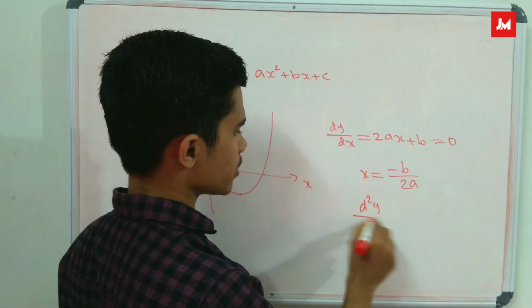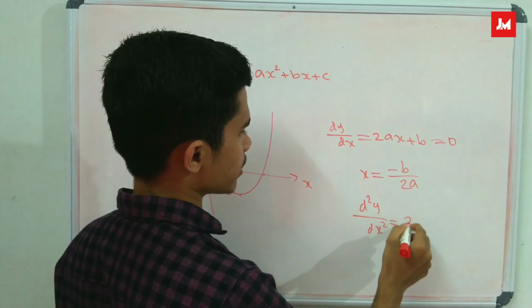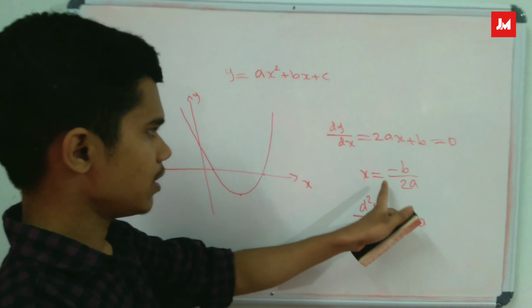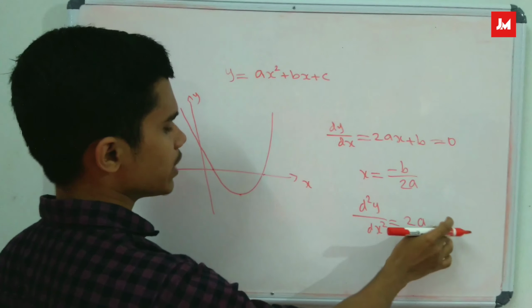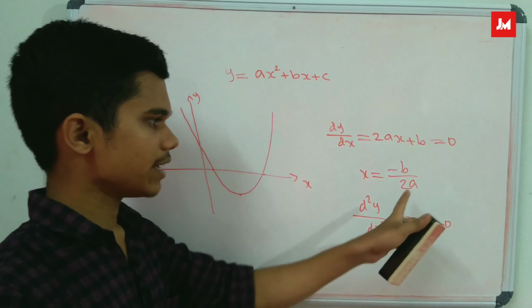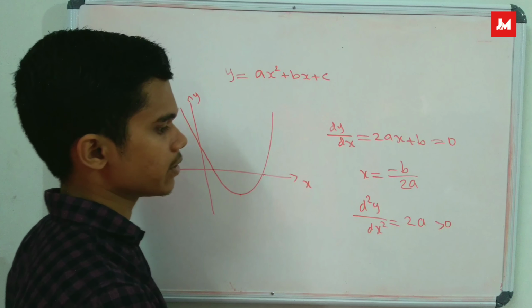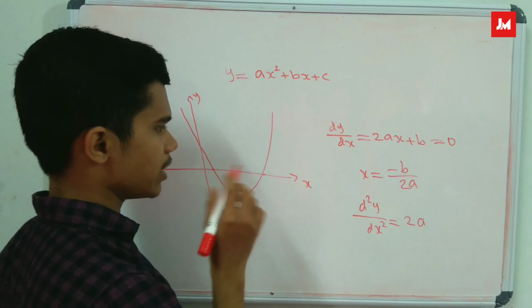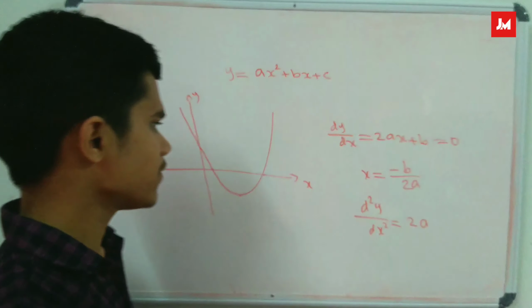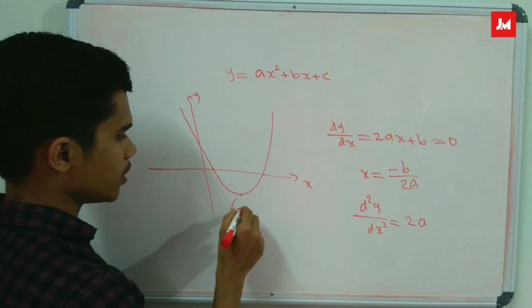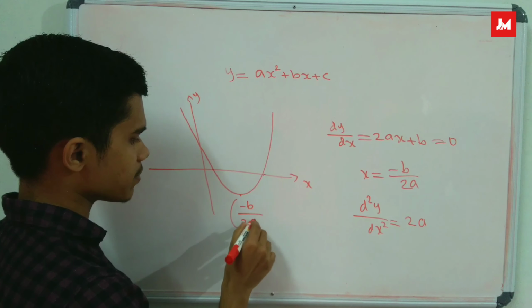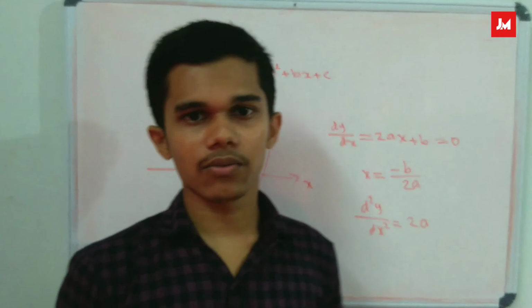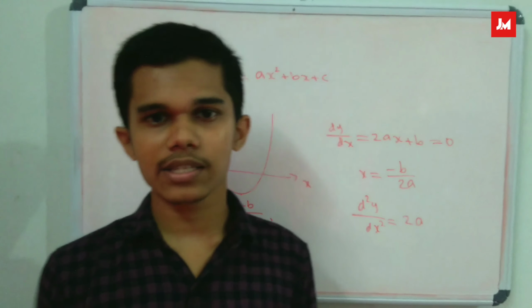Also d square y by dx square equal to 2a. If 2a is greater than 0, then the function will have a relative minimum at x equal to minus b by 2a. If 2a is less than 0, then the function will have a relative maximum. So if it is either a relative maximum or relative minimum, it will be the vertex of this parabola. So the x coordinate of the vertex of this parabola is given by minus b by 2a.